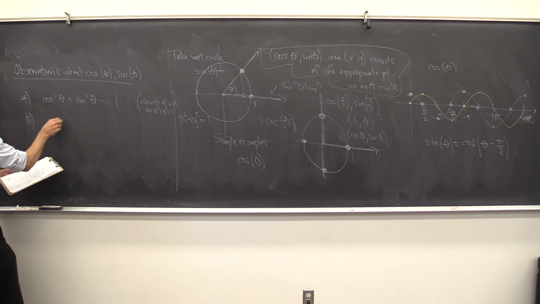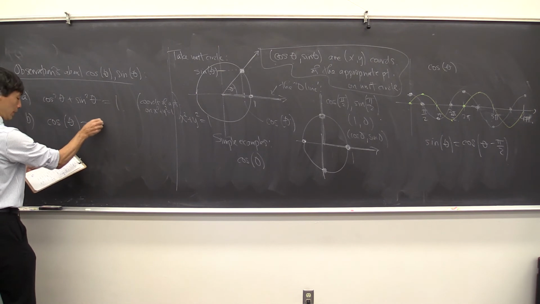Next one: cosine theta equals cosine of negative theta.